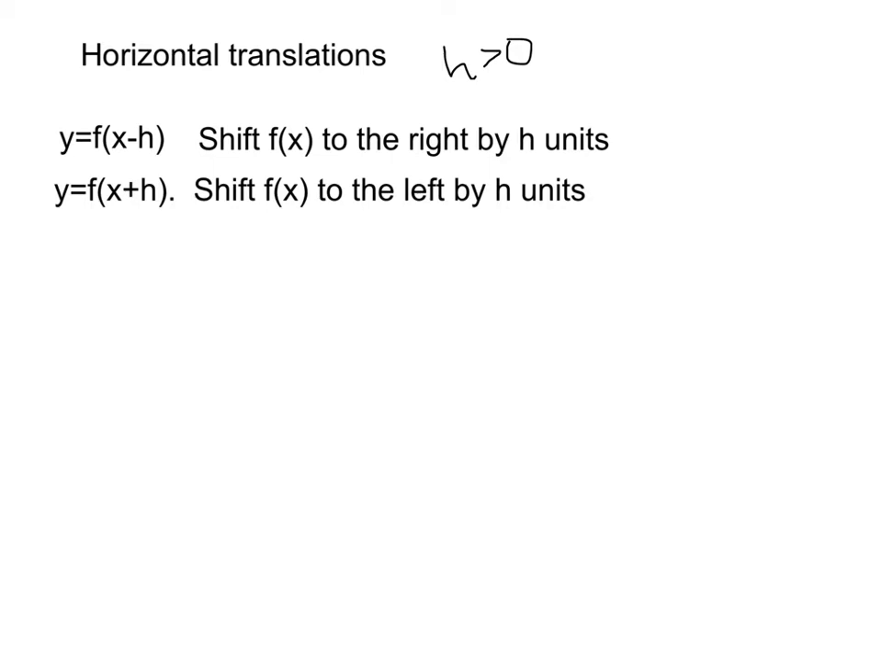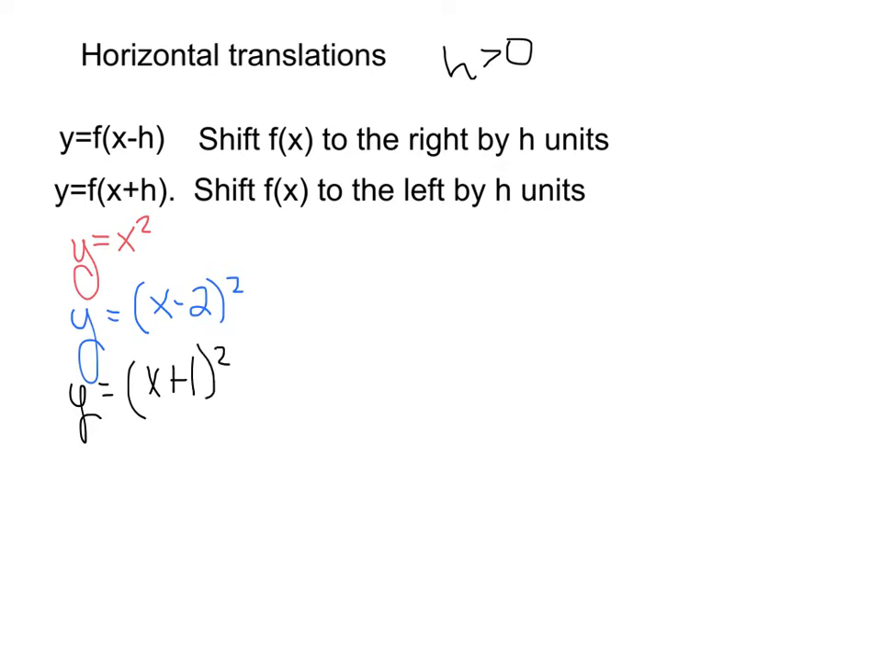So what we're going to do is start by looking at some graphs. I would like you to graph y is equal to x squared. And then on the same graph, I want you to also graph y is equal to x minus 2 quantity squared. And then last but not least, we'll look at y is equal to x plus 1 quantity squared. So go ahead, take a moment, and start at least graphing y equals x squared.